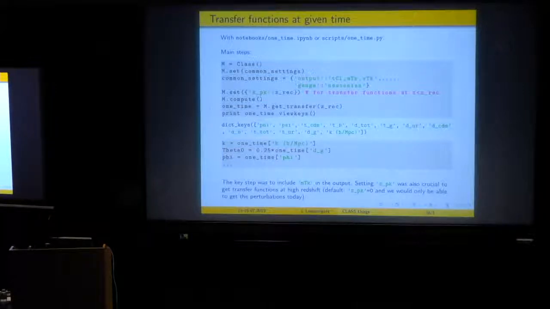But this would not have worked if we had forgotten to put mtk. mtk is enough if you don't want the thetas. So we had to put mtk, and we had to put z_pk equal at least to the value at which we wanted the output. So the number here should be bigger or equal to the number here.